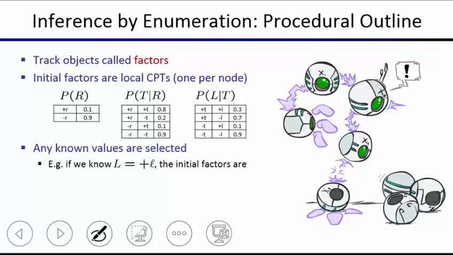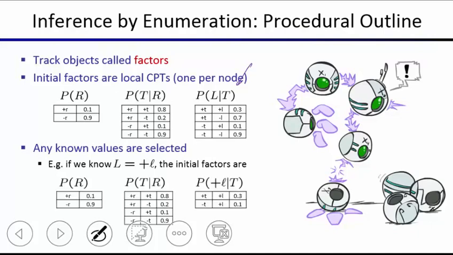If anything is observed, we go from those initial factors to sub-selecting only the rows consistent with the evidence. So if L equals plus L, any table where L appears, we get rid of inconsistent instantiations. So L appears only in this table over here. So for that table, we'll shrink it to only retain entries consistent with plus L. So this is our new starting point in the case of evidence L equals plus L.